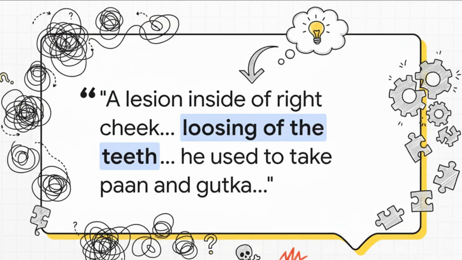This is a real snippet from a presentation. You hear things like "lesion inside of right cheek, loosening of the teeth, and he used to take pan and gutka." I mean, yeah, the facts are technically in there somewhere, but they're a mess. They're jumbled, disorganized, and honestly, pretty confusing. This right here, this is what we need to fix.